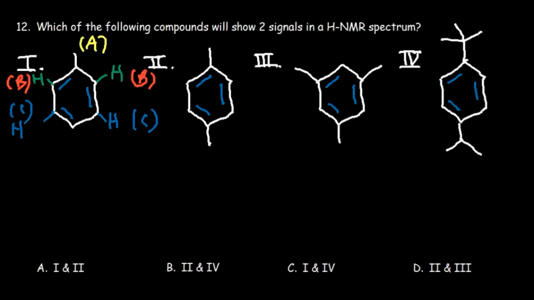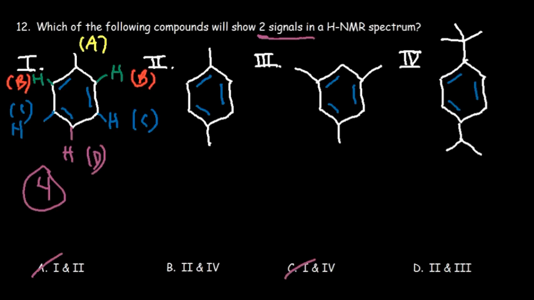And then there's another proton here, which we'll call D, which would be the 4th signal. So compound 1 would show 4 signals in an H NMR spectrum. So we want a compound that shows 2 signals. So anything with compound 1 as an answer can be eliminated. So we're down between B and D.